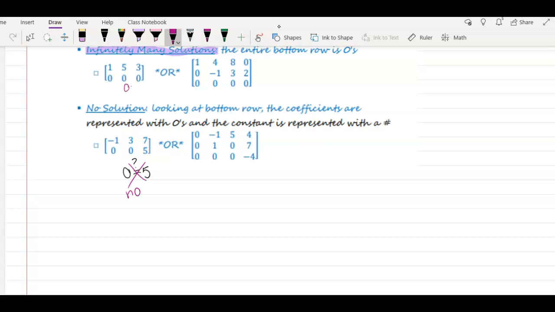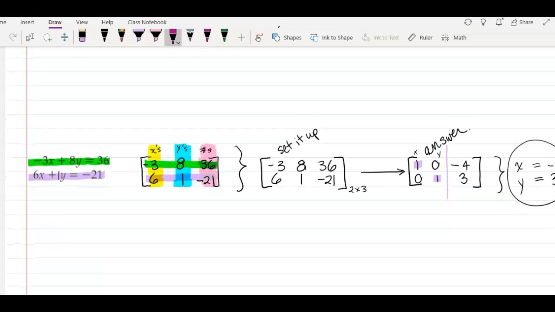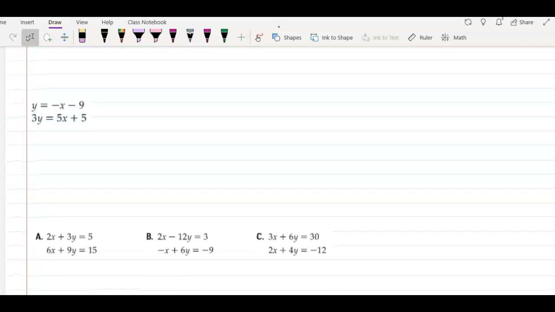Up here, we can have 0 equals 0. That's okay. That's true. Infinite solutions. But when we get no, that's false. No solution. So let's try to take a few more examples. We will put them into the matrix calculator and see what we get for an answer.